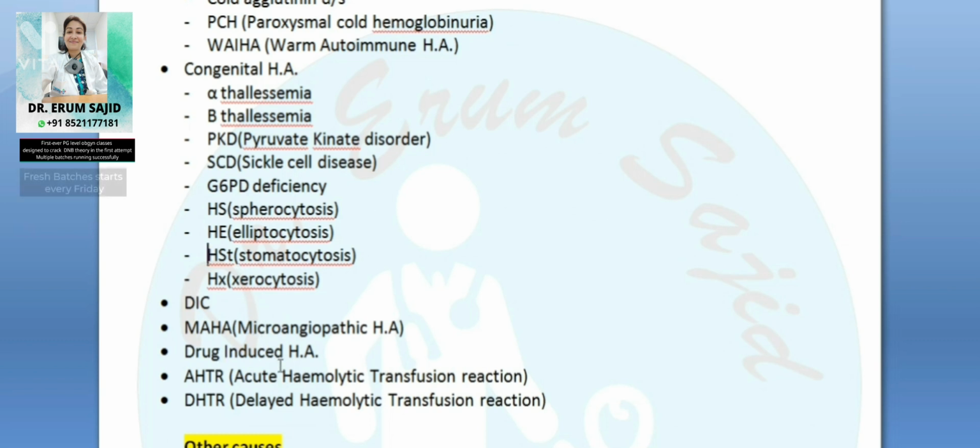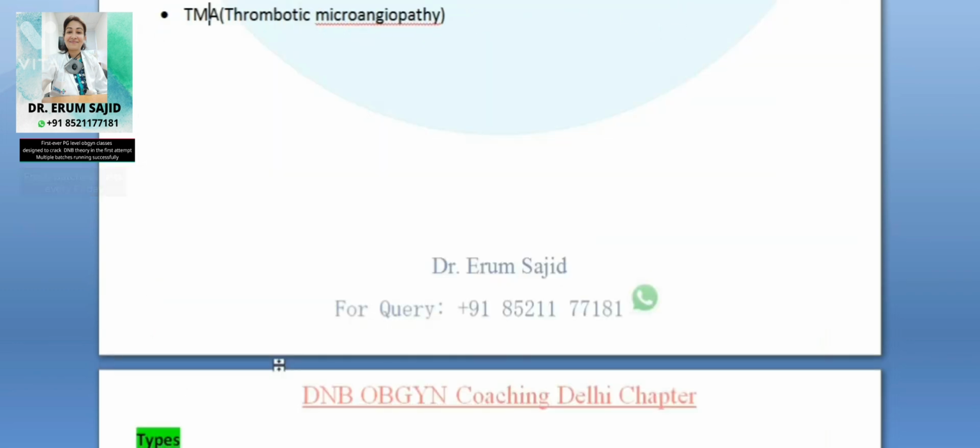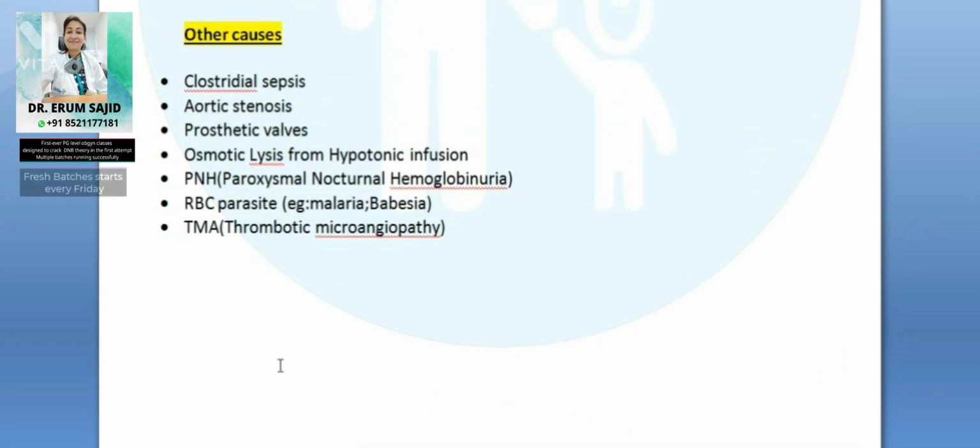Then you have drug-induced hemolytic anemias, and then definitely acute and delayed hemolytic transfusion reactions. That also causes hemolysis. There might be so many other causes, like clostridial sepsis. Any kind of infection would lead to hemolysis: Clostridium, malaria, babesia, they'll all cause hemolysis. Then paroxysmal nocturnal hemoglobinuria, osmotic lysis from hypotonic solution, and prosthetic valves, aortic stenosis. The aortic stenosis and prosthetic valves give rise to a shearing effect on the RBCs.